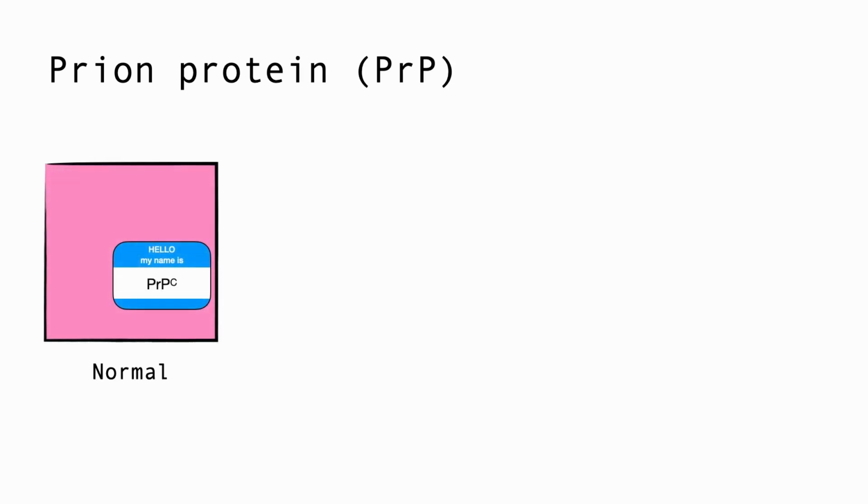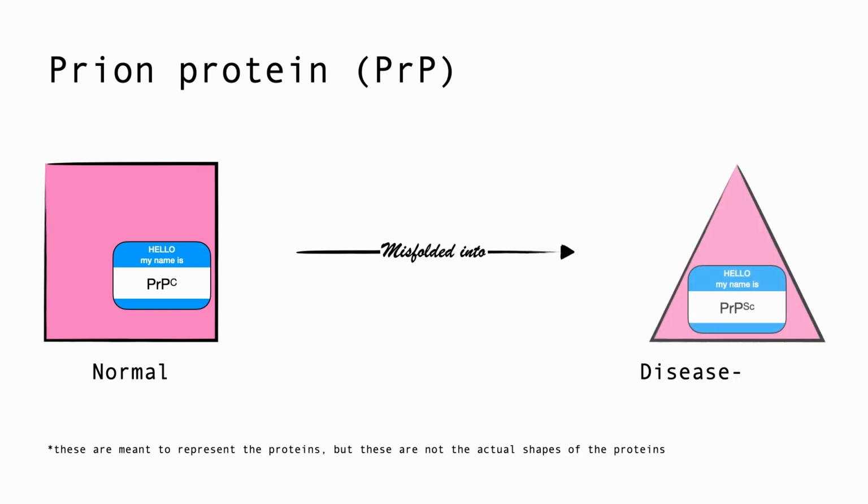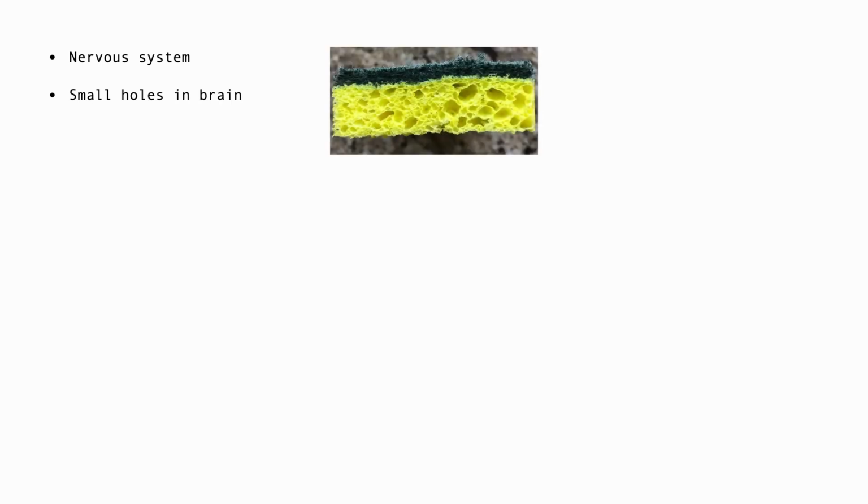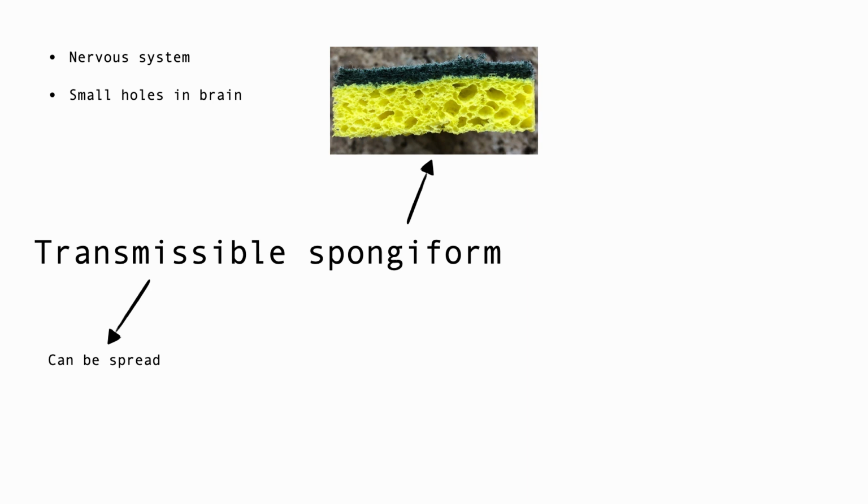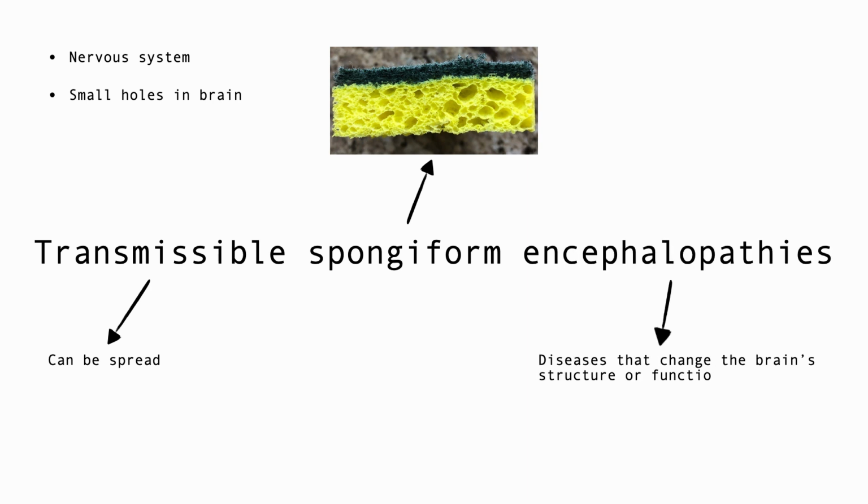The prion protein, PRP, has a normal shape called PRPC, but when it is misfolded into PRPSC, it can cause a prion disease. Prion diseases are always fatal, and no cure has been found yet. They mostly affect the nervous system and often cause small holes in the brain, causing the brain tissue to look like a sponge under a microscope. Because of this, prion diseases are also known as transmissible spongiform encephalopathies.